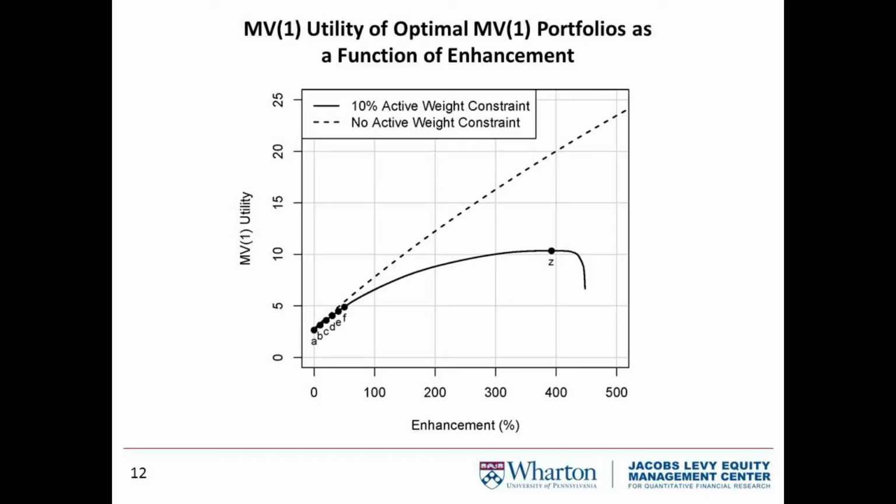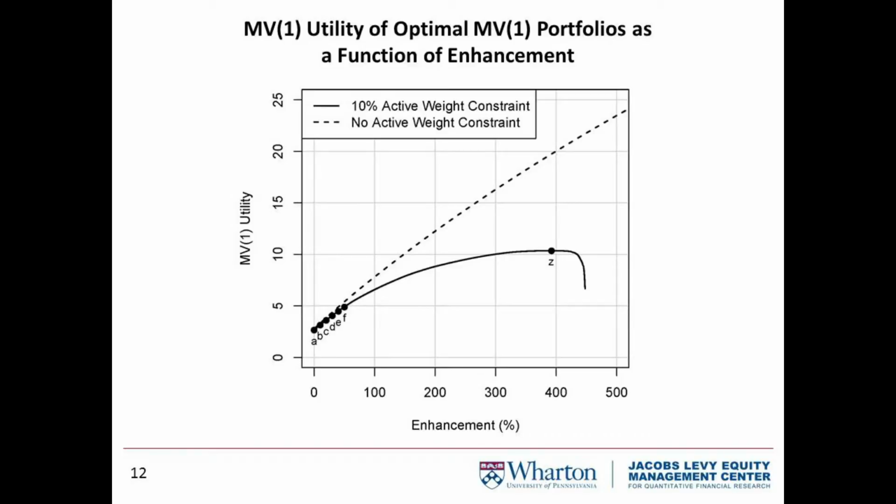So a natural question is, where does this all lead? What happens as you force leverage to be higher and higher? Where does this go? So I'm going to ask you to focus first on the solid line, which is again the 10% security weight constraint case. And we've changed the axes a little bit here.